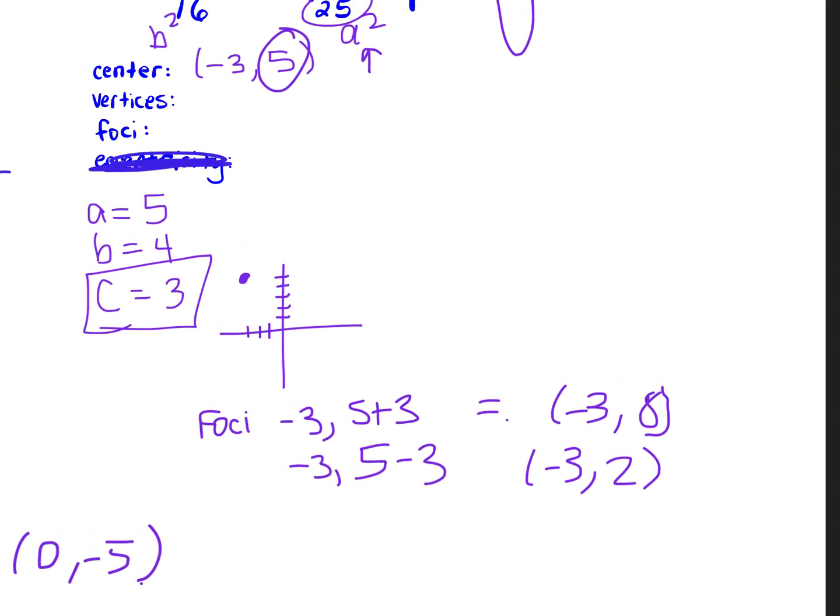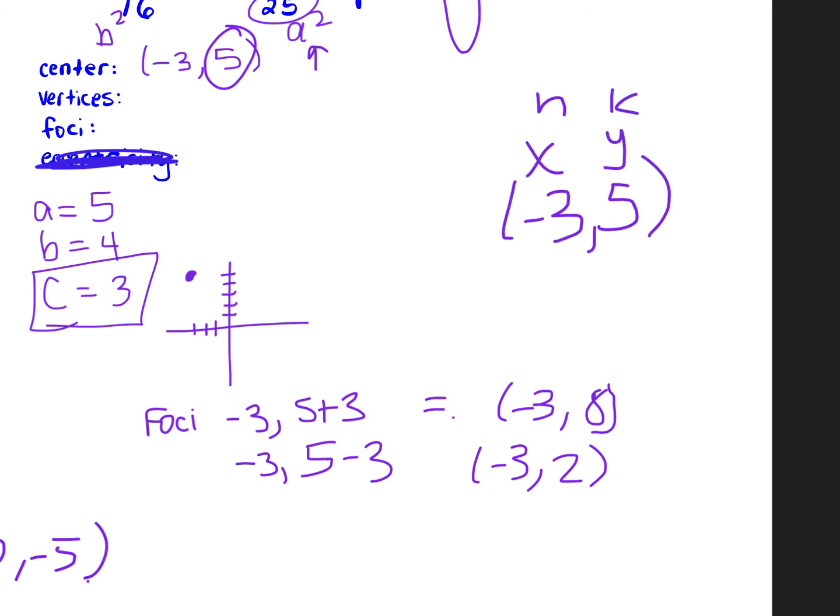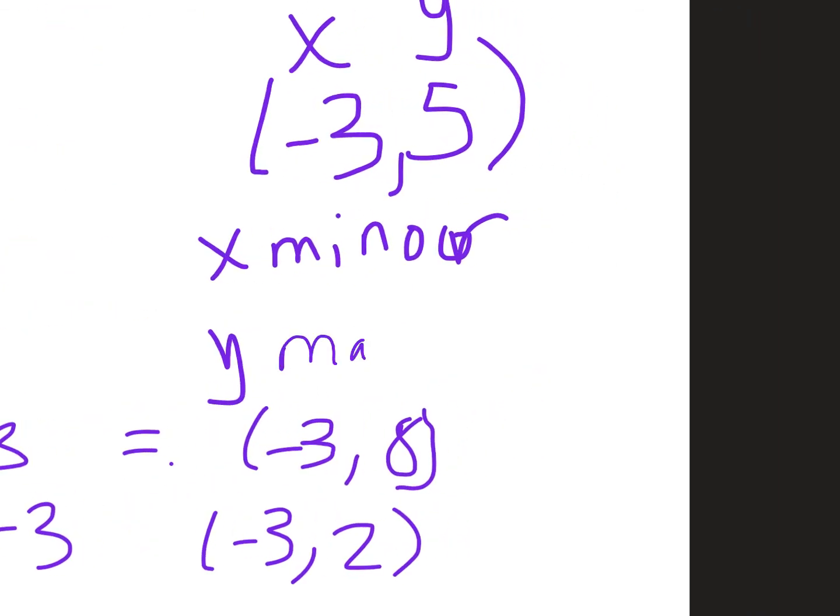Same concept as before. You're going to find all 4 vertices. You're going to have 2 on the x-axis, 2 on the y. So I take my center, which is at -3, 5. This is my x value, my h. This is my y value, which is my k. In this case, my x-axis is my minor. And my y-axis is my major. So this is where I'm going to use the a value for y, and I'm going to use the b value for my x's.